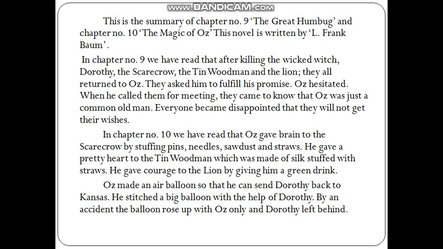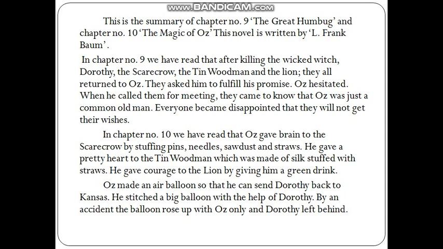He gave a pretty heart to the Tin Woodman, which was made of silk stuffed with straws. How? That is not necessary. He gave courage to the lion by giving him a green drink. How? What were the reactions? What were the expressions? What were the feelings? We are not adding it. Got that?